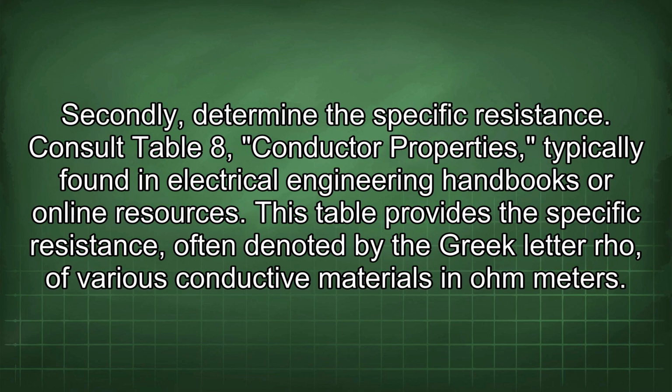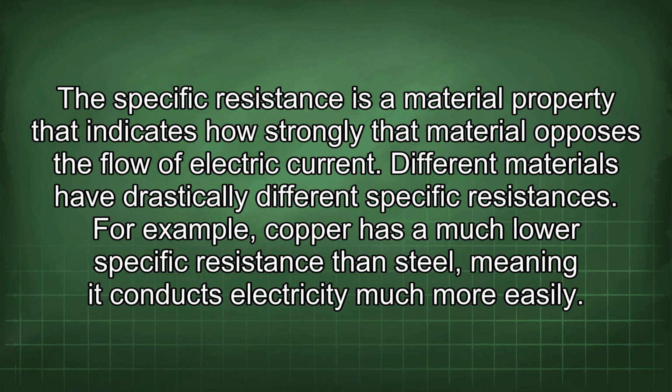Secondly, determine the specific resistance. Consult Table 8, Conductor Properties, typically found in electrical engineering handbooks or online resources. This table provides the specific resistance, often denoted by the Greek letter ρ, of various conductive materials in ohm meters. The specific resistance is a material property that indicates how strongly that material opposes the flow of electric current.